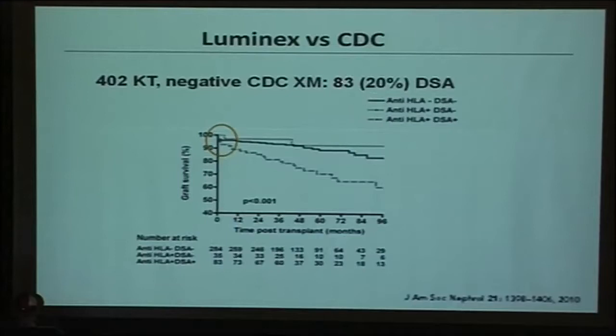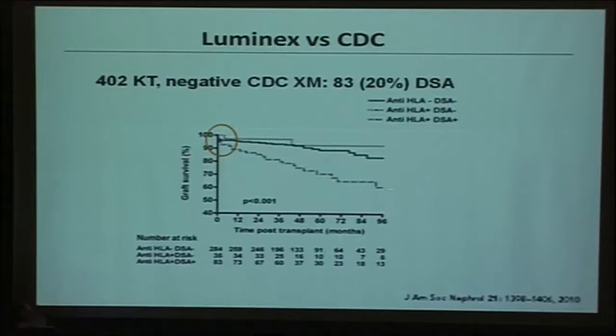which is 100% of all the transplants that are done all over the world now, 83 of them, 20%, despite this negative CDC, had retrospectively a positive DSA. So they were transplanted, and the team didn't know that they had a DSA, because they were transplanted only with a CDC negative cross-match, as we have done for years and years. Look at the impact of having a DSA. These are the patients that had a DSA, the 83.